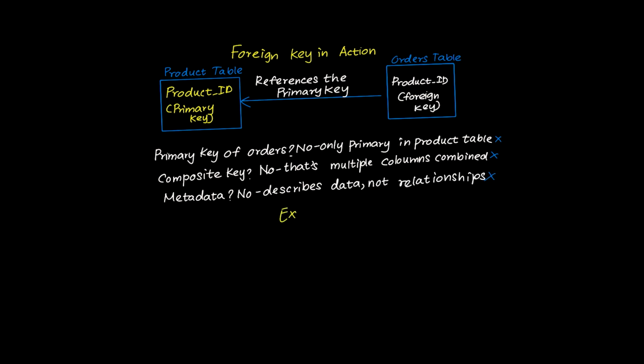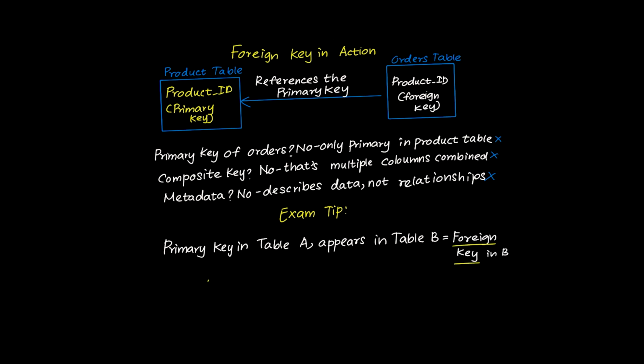Here's a WGU D467 exam tip for you. When a column appears in two tables and it's the primary key in one, it's a foreign key in the other. That's the pattern to recognize. Quick recall hook: same column, different table, equals foreign key.